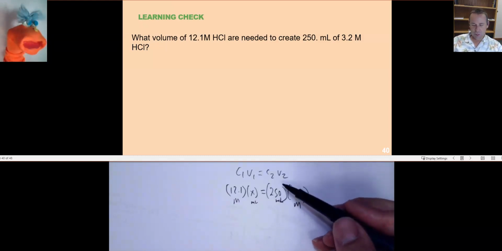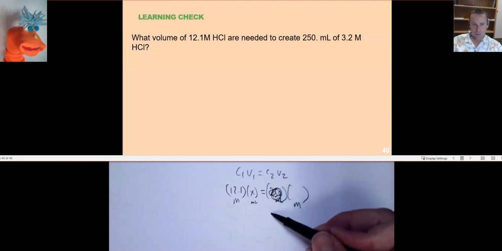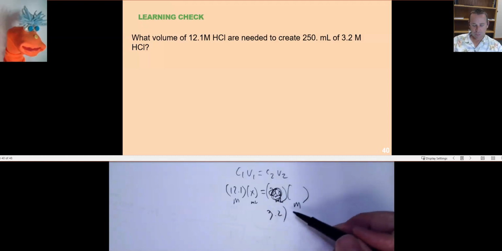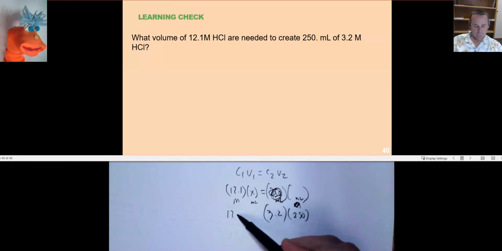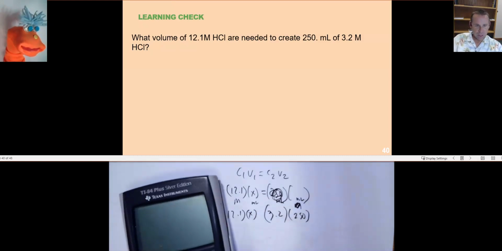But that's not the concentration, that's the volume. Oh yeah, that's right. This is the V2. So C2 is the 3.2, and then the final volume, which is in milliliters, is the 250. Okay, so 12.1 times X equals 3.2 times 250. So I get my calculator.